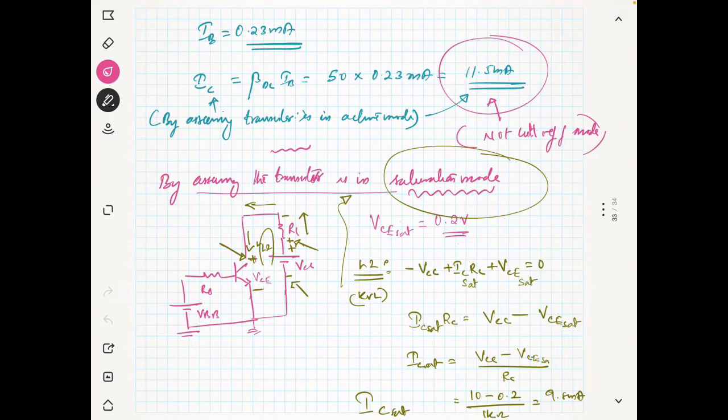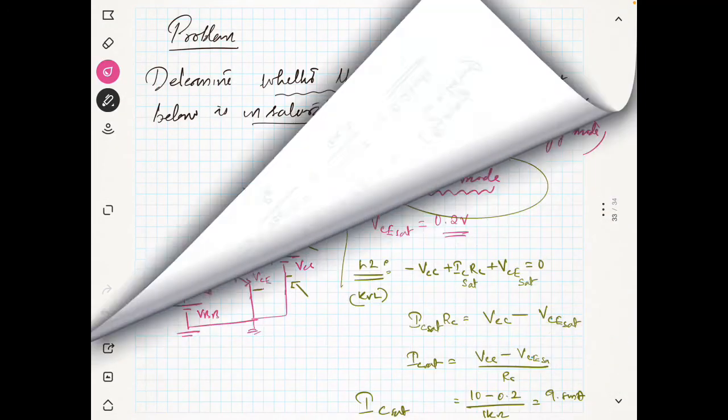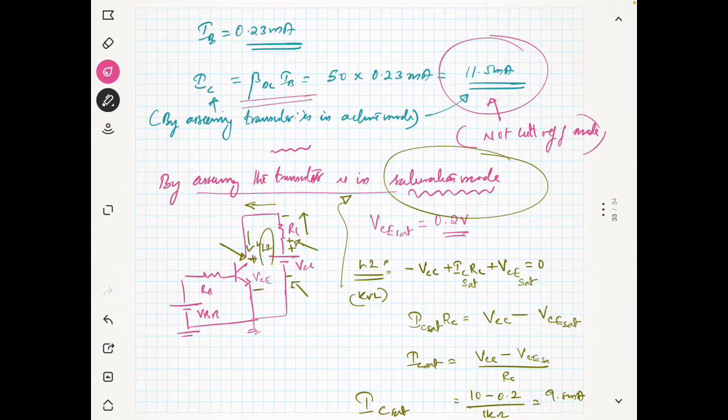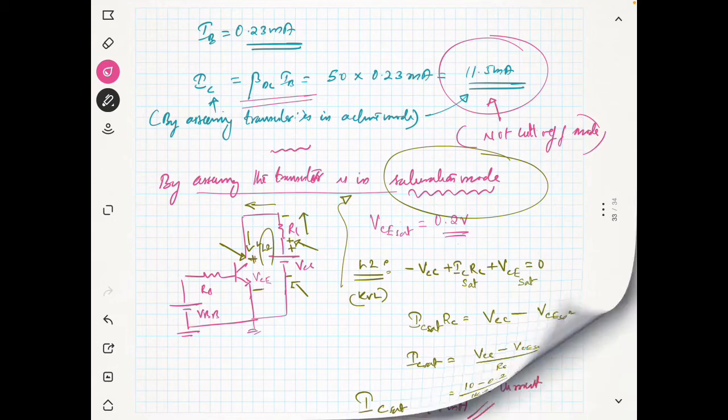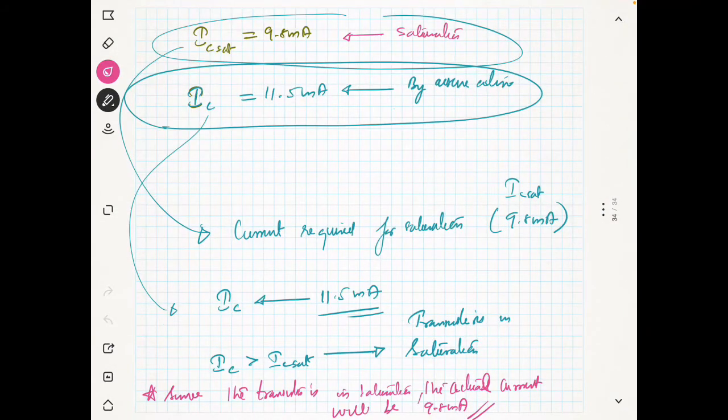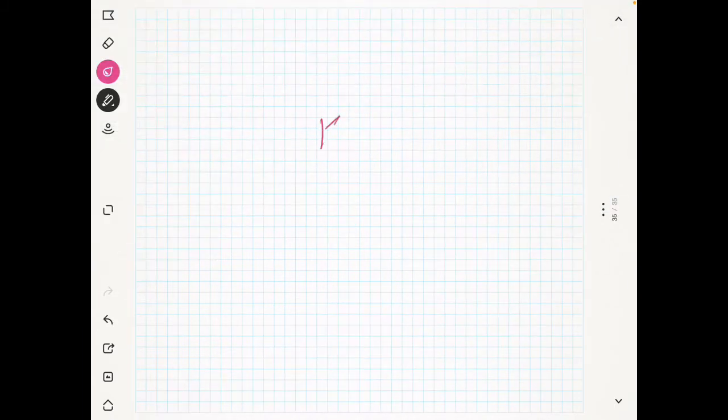It is because you are getting 11.5 by using the transistor relation, that means IC is equal to beta DC times IB, and this equation will not be valid in saturation mode. Whenever the transistor reaches the current 9.8 here for this circuit, then IC will not be equal to beta DC times IB. Now you can change the current by changing the circuit configuration.